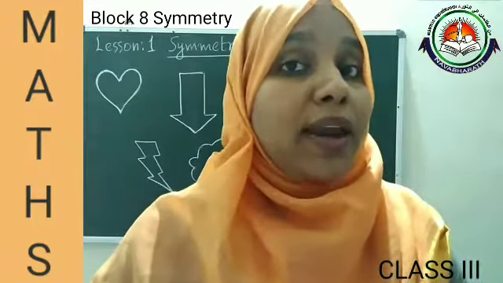So this shape of a heart, we can say is symmetric. And I told you the line of symmetry. Line of symmetry means that if we fold a two-dimensional shape through the line of symmetry, we get two equal halves, two identical halves. Such a line is called the line of symmetry.